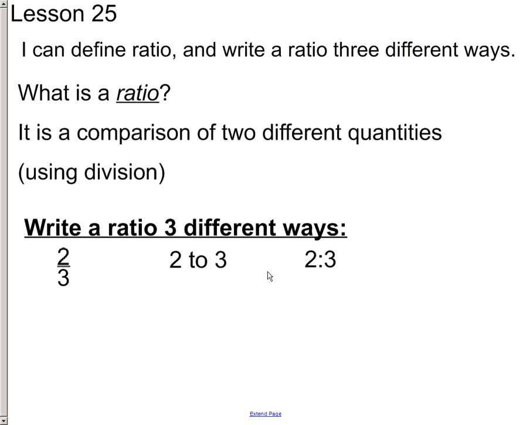And the third way would just be, instead of putting that 2 in there, we just put a colon right in there. So this is the same ratio, we're just writing it 3 different ways. Now, the fraction style is the most common, but you need to be familiar with all 3 different methods, because occasionally you'll see a problem like this.